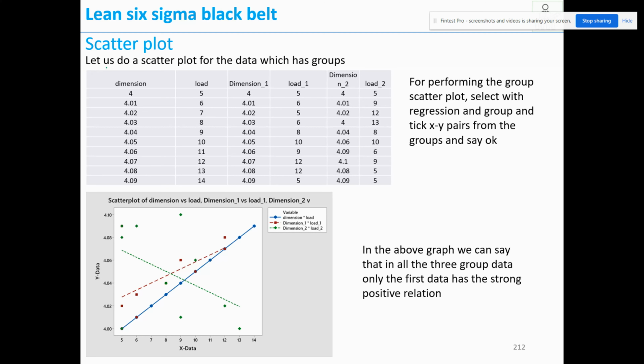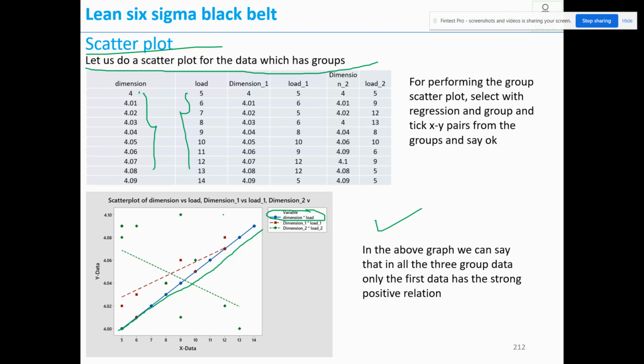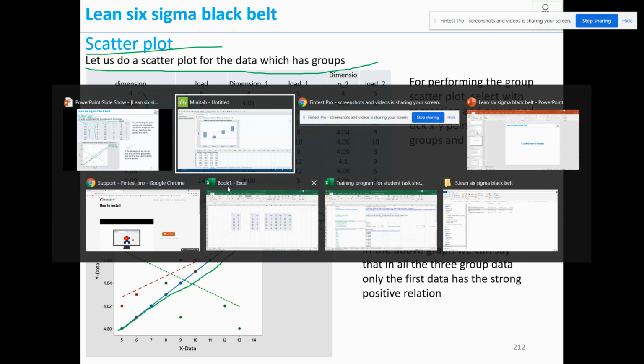Now let us do a scatter plot for the data which has groups. That means it is the same thing but in different trials you are doing. So now whether this particular load has a correlation with the output dimension. Like this we have three sets. So for all the three sets we can do multiple at a time, we can do the scatter plot. Here you can see only one is having a positive correlation, that is nothing but the first set of data, dimension and load, in blue color. Okay, so now all the three, let us try to do in Minitab.